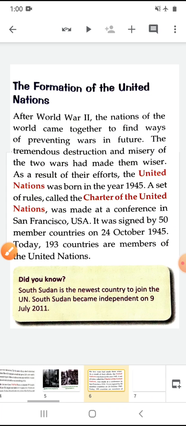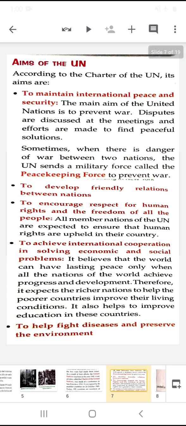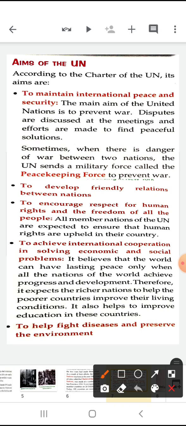Okay, now what are the aims of United Nations? If we are forming some organization, there must be some aim to be followed. According to the Charter of United Nations, the aims are, first of all, to maintain the international peace and security.